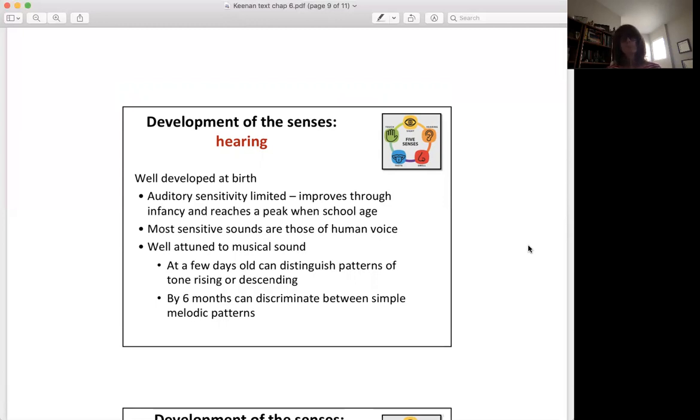In very, very young infants, even a few days old, they can distinguish patterns of tone, of rising or descending. And by 6 months, they can discriminate between simple melodic patterns. Think of nursery rhymes.